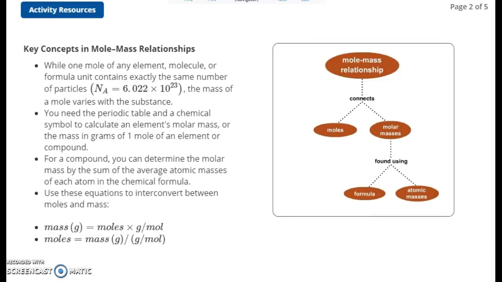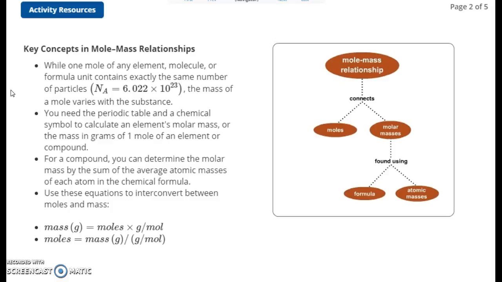Key concepts in mole to mass relationships. So mole to mass relationships connects moles to molar masses. Molar mass is found using the chemical formula and the atomic masses, which are found where? On the periodic table. While 1 mole of any element, molecule, or formula unit contains exactly the same number of particles, so Avogadro's number, and this A down here stands for Avogadro, equals 6.022 times 10 to the 23rd. The mass of a mole varies with the substance.